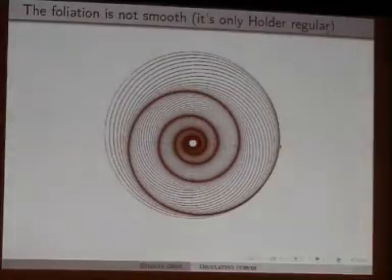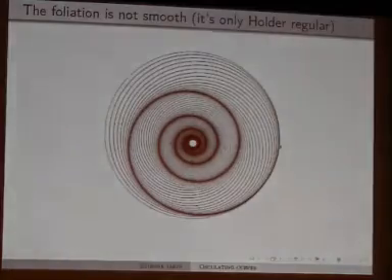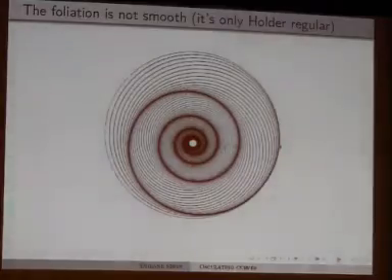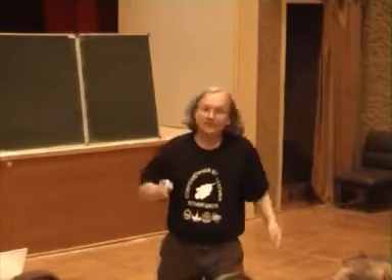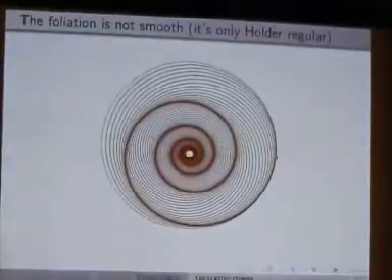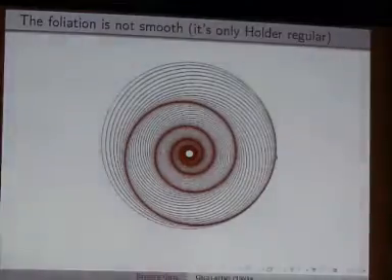I like this picture. It's a family of circles. There's more to come. So it's a family of circles, and they don't intersect 2 by 2. But if you look carefully, they almost intersect along the curve. They don't intersect, but they almost intersect along the curve.